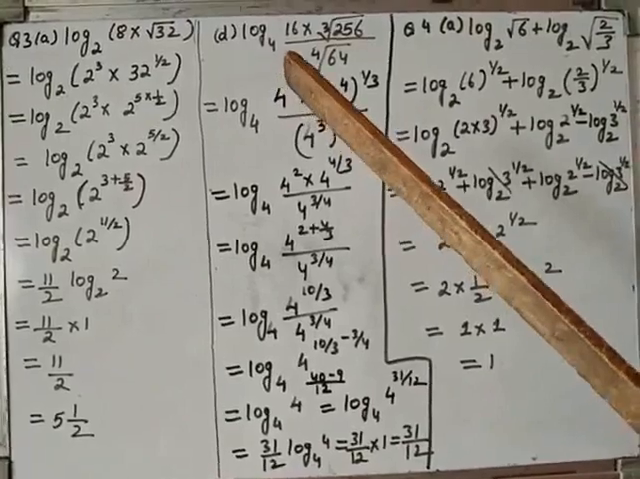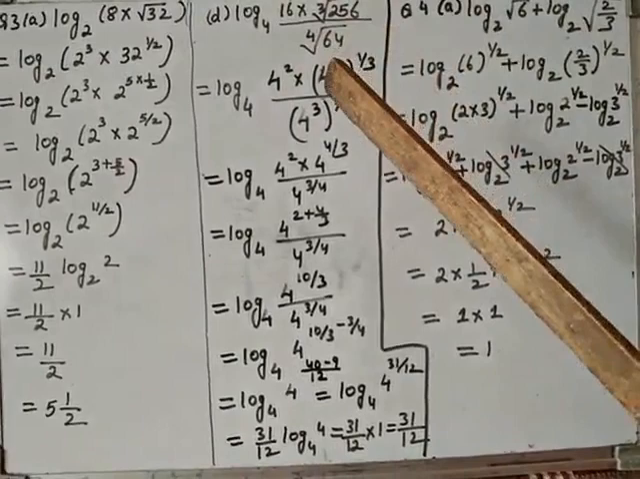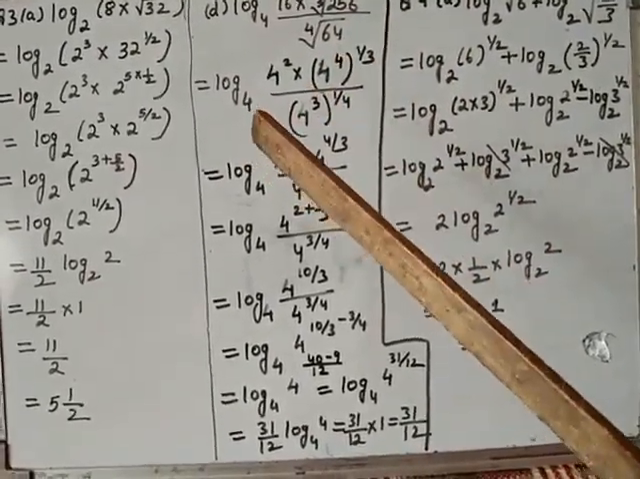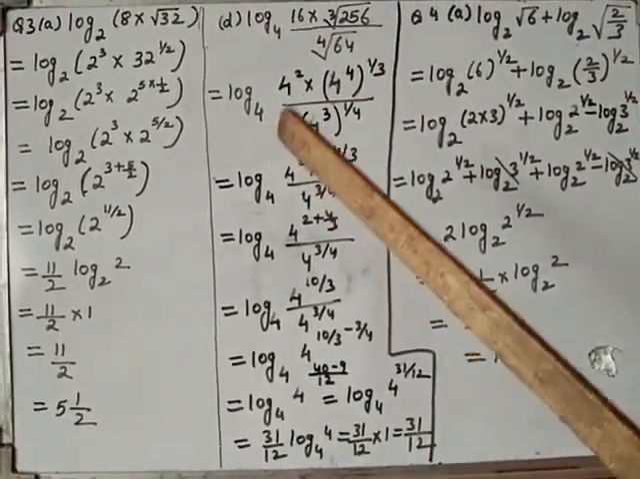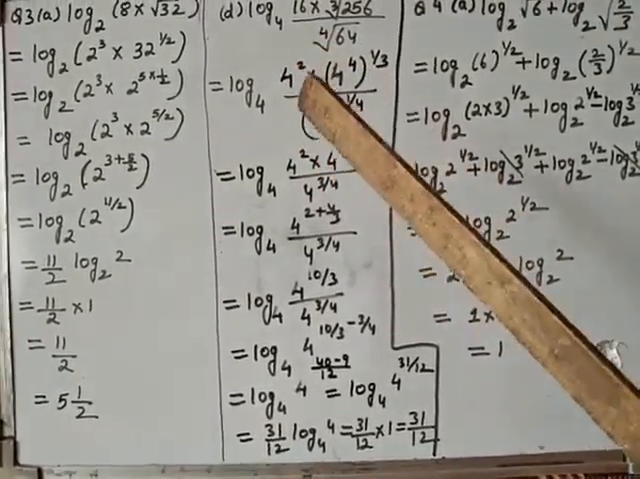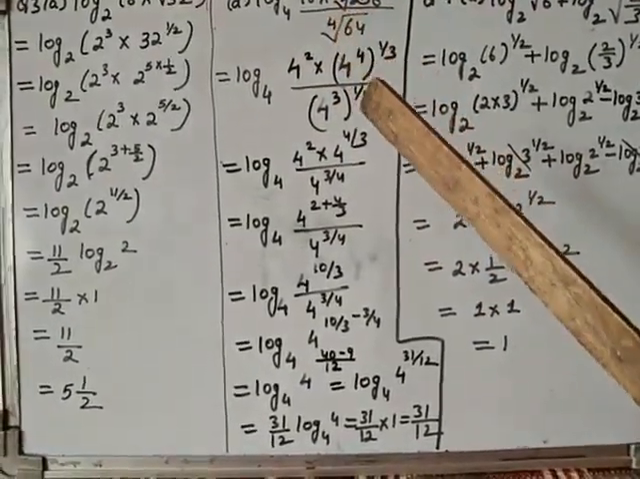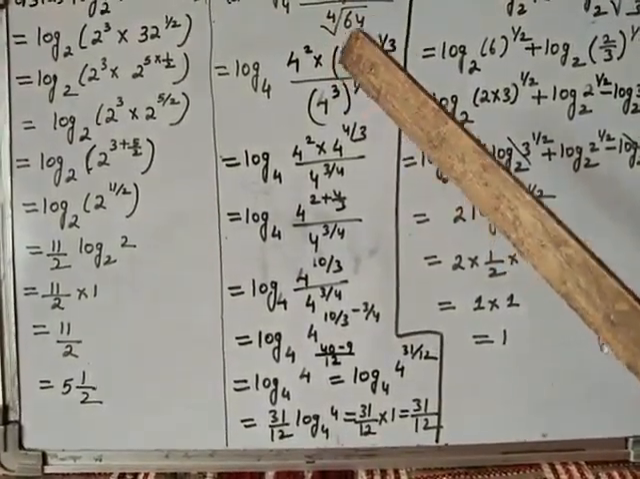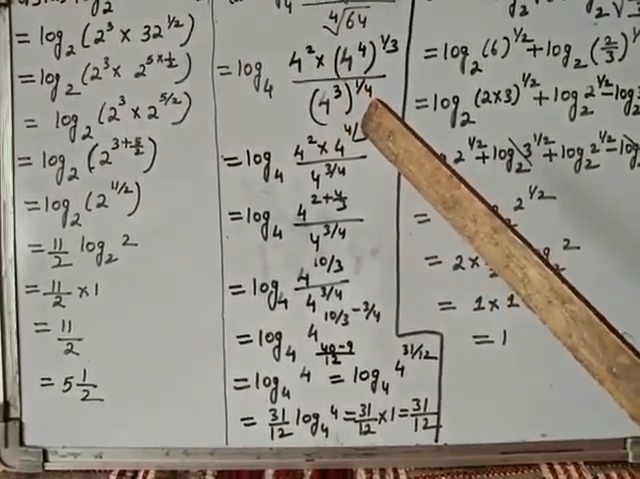Students, question number D. Log to the base 4 of 16 into cube root of 256 upon 4 root 64. Now what we are observing is that the base is 4 here. So we try to make 4 in all this simplification. So 16 is written as 4 square, 256 is written as 4 raised to power 4, and this cube root, when it changes into power, it becomes 1 upon 3, and in the denominator 64, so 64 is written as 4 cube raised to power 1 upon 4.